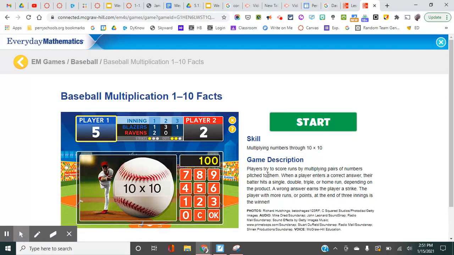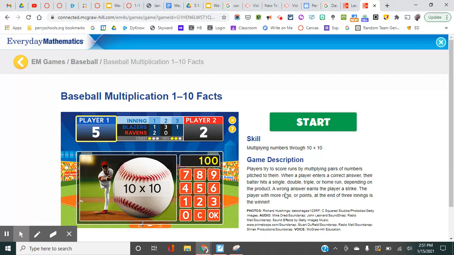And the goal here is to try to score runs by multiplying pairs of numbers pitched to them. When a player enters a correct answer, their batter hits a single, double, triple, or home run, depending on the product. A wrong answer earns the player a strike.